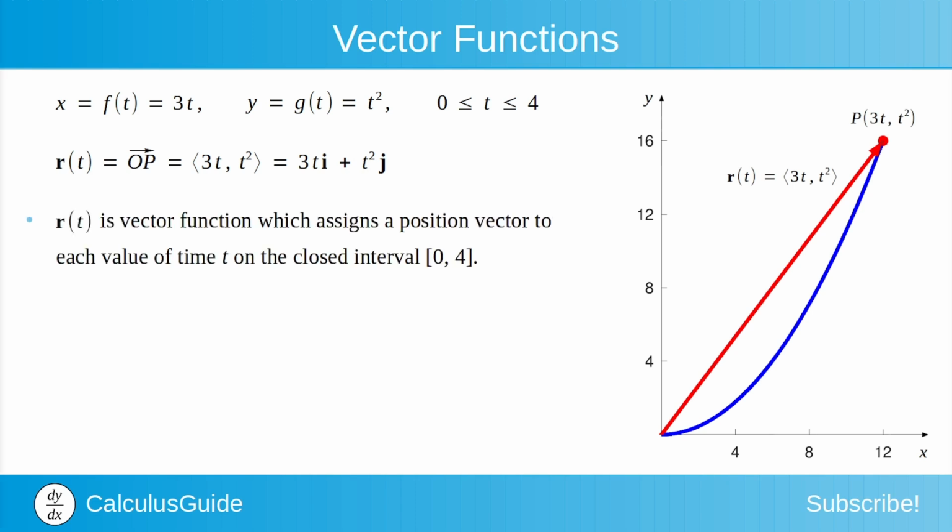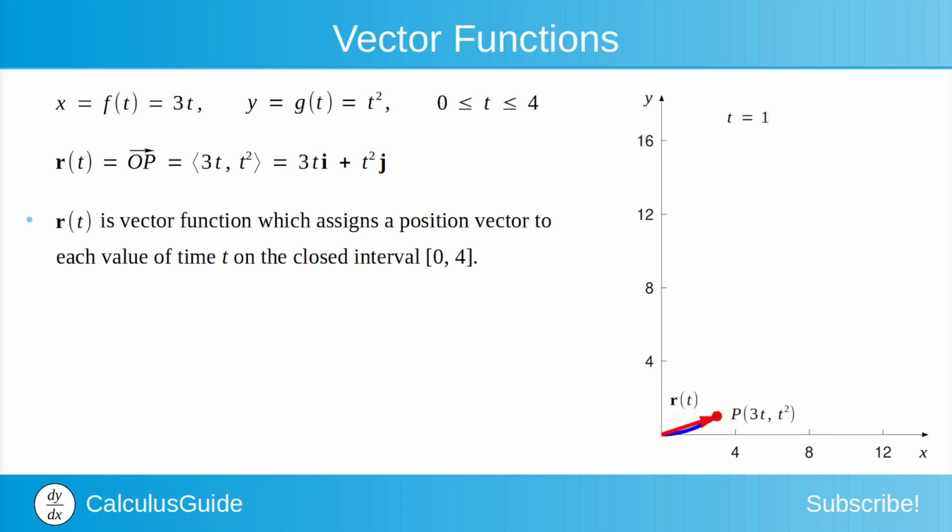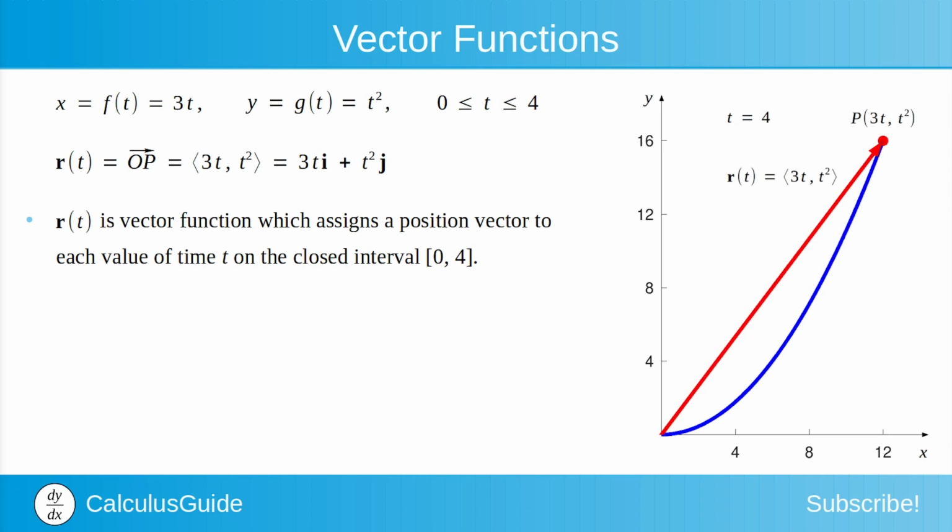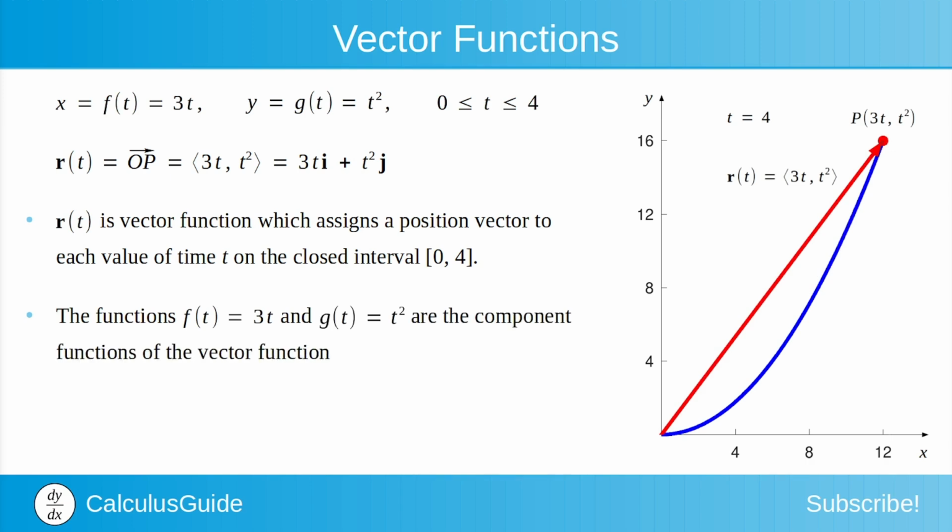r of t is a vector function which assigns a position vector to each value of time t on the closed interval from 0 to 4. The functions f of t is equal to 3t and g of t is equal to t squared are the component functions of the vector function r of t.